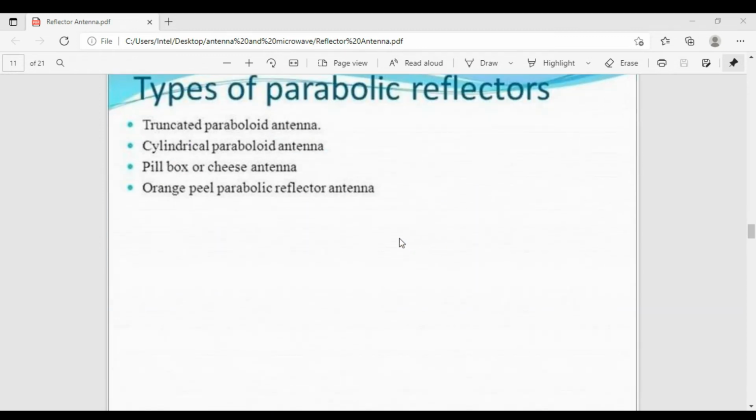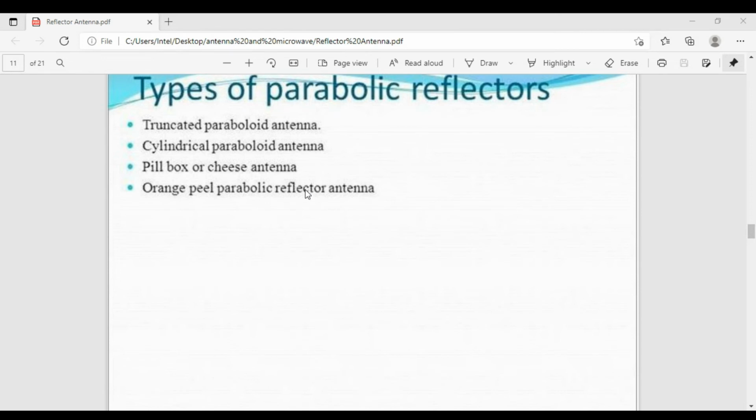Then the types of parabolic reflectors: truncated parabolic reflector, cylindrical paraboloid reflector, pillbox or cheese antenna, orange peel parabolic reflector antenna. Here, the truncated paraboloid is formed by cutting some portion of the paraboloid to meet the requirements. A paraboloid is a three-dimensional structure, so some of the portion is cut down from the paraboloid. That is the truncated paraboloid antenna.